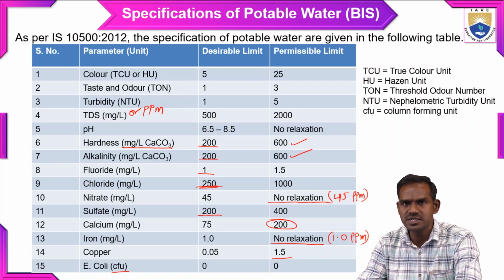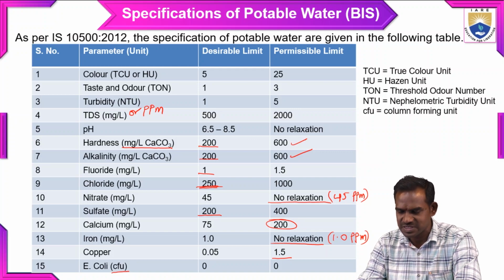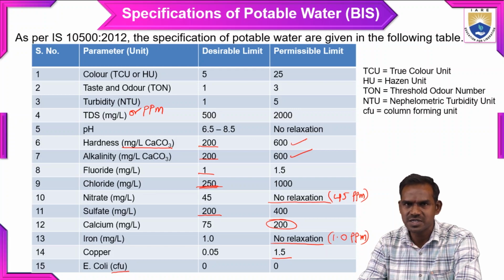And these are very dangerous if present in drinking water. They cause various diseases. So it is not at all allowed in drinking water. So the desirable limit is 0 CFU and the permissible limit is also 0 CFU. So microorganisms should not be present in potable water. That means water must be free from E. coli microorganisms. Okay, then only the water is potable.